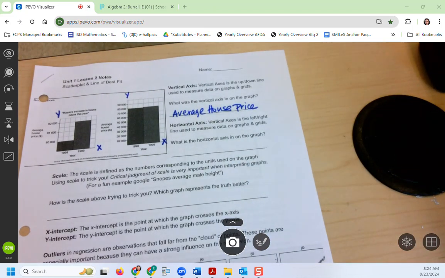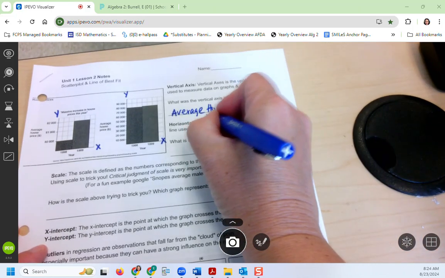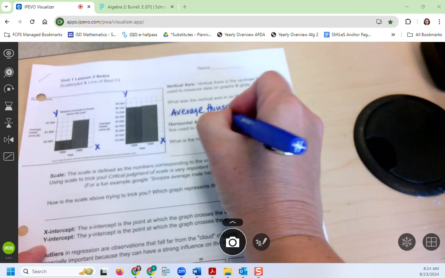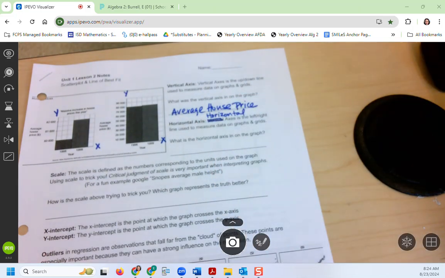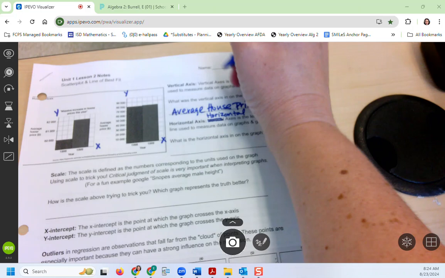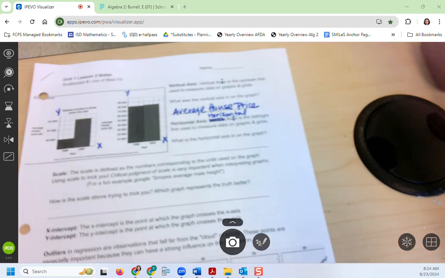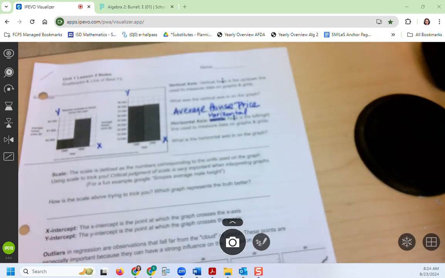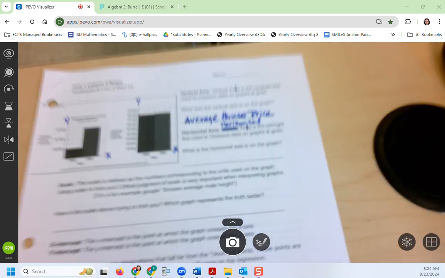Anybody find the typo yet? In the next one it says horizontal axis, but then it says vertical. So horizontal, this should actually say horizontal axis. So make sure you fix the typo. Okay, the horizontal axis. So axes is with an E, axes is multiple axis, and axis is one.